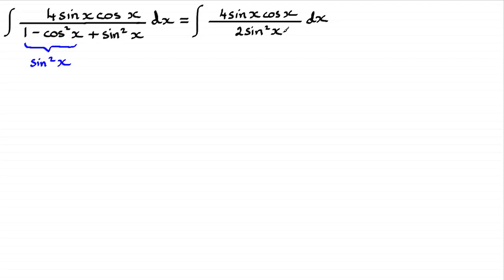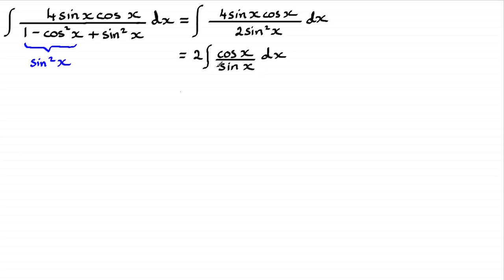And what happens is that we can cancel out the 4 and the 2. 4 divided by 2, that's going to be 2. And we can cancel out the sine x here with the sine squared x in the denominator, just leaving us with this integral: 2 times cosine x all over sine x. Notice how I've pulled out the 2 in front of the integral because it's a constant and it's a factor of this.